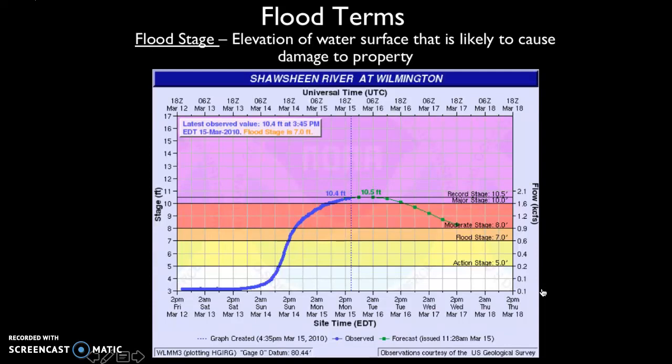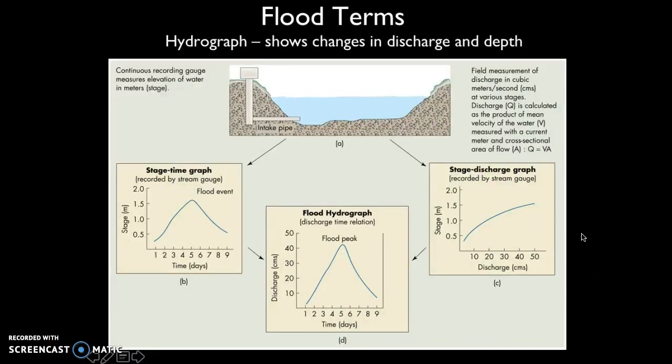So that is going to be the flood stage, an elevation of that water in the stream that is now potentially damaging to property and to people. Okay, so a hydrograph is going to be a graph that shows you the changes in discharge and depth. So you have three different types of hydrograph as you are seeing here. I should say, you have one hydrograph that is based on discharge and time. That hydrograph is made through the use of a stage time graph and a stage discharge graph.